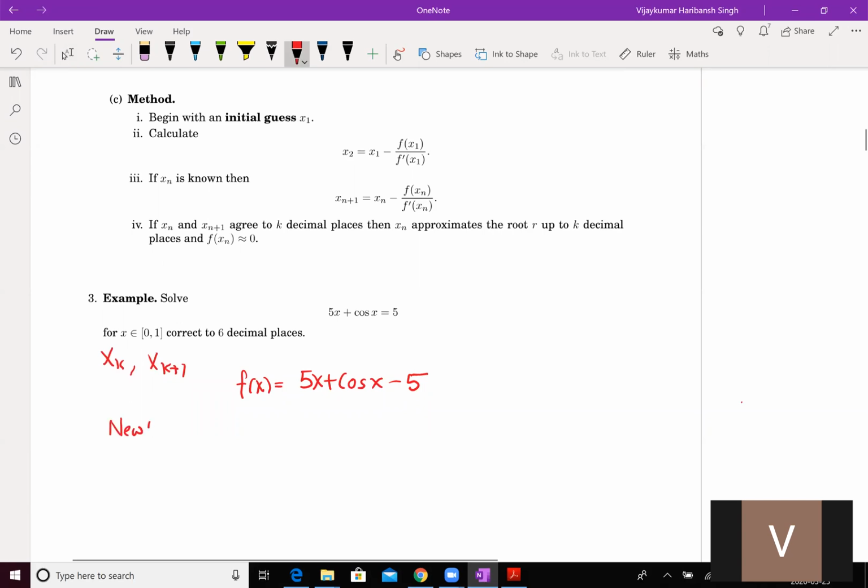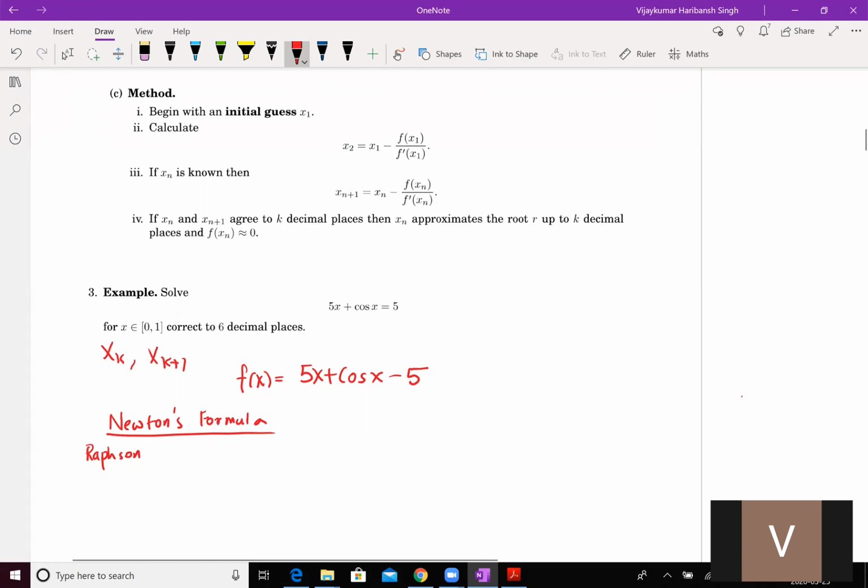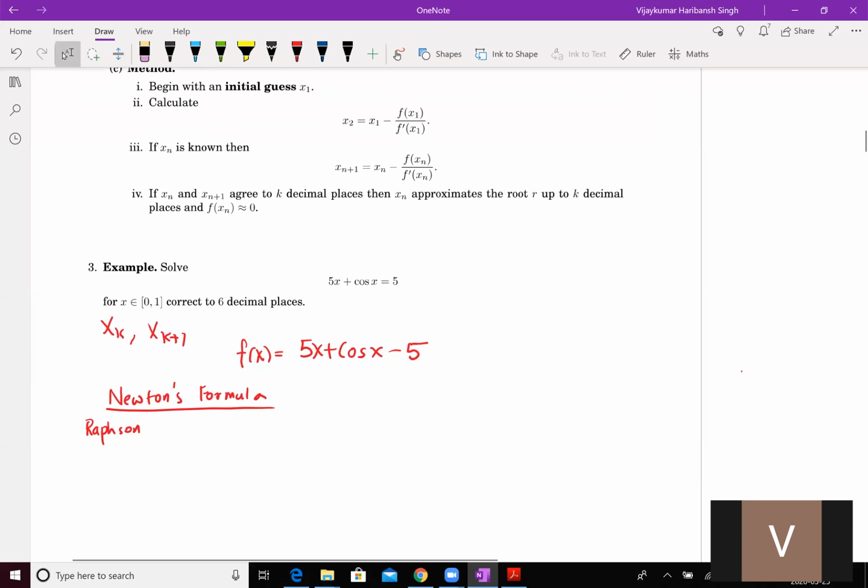Newton's formula. Note that it's also called the Newton-Raphson method. There were two mathematicians, Newton and Raphson. So some people just choose to call it Newton's formula, and other people try to call it the Newton-Raphson method. Okay.